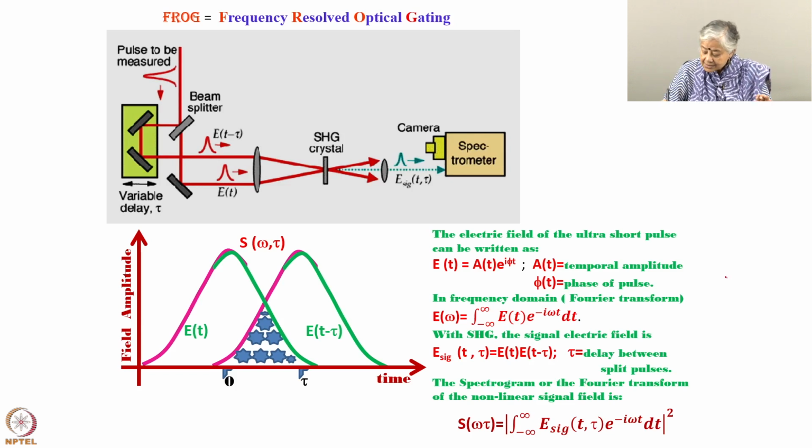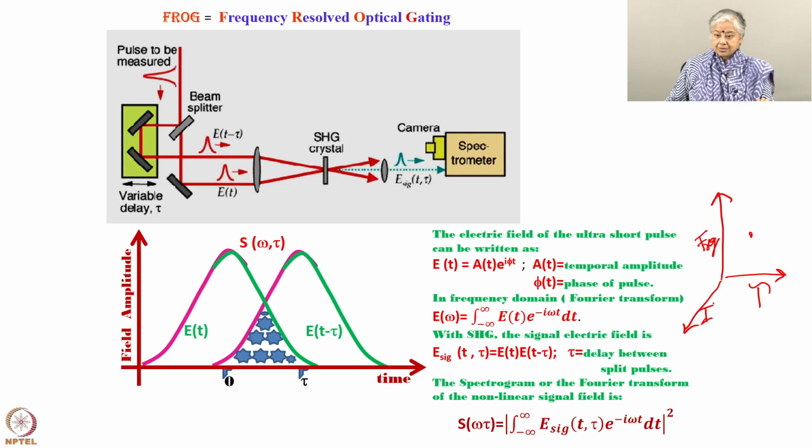On one axis, I have the delay time. On the other axis, I have the frequency, and in the center you can have the intensity. That can come on in a third direction.